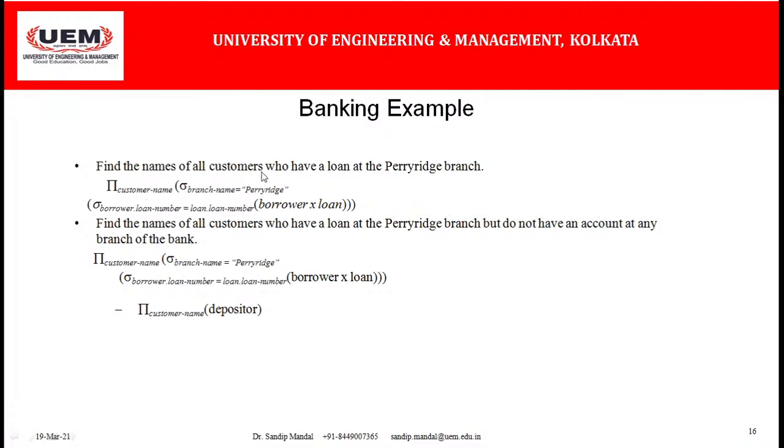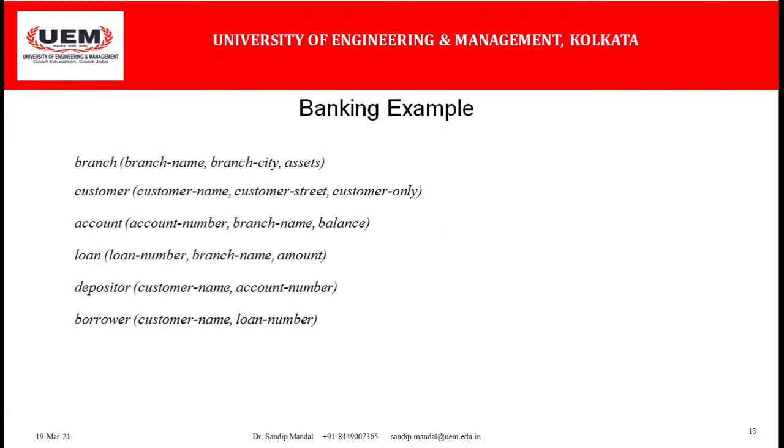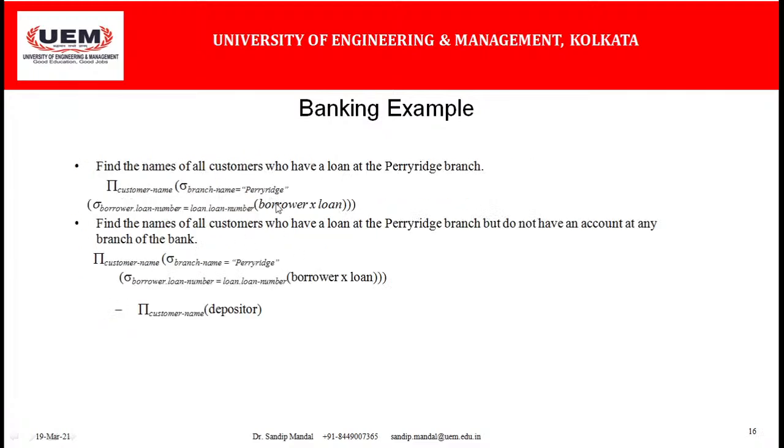Find the names of all customers who have a loan at the Perryridge branch. Okay, so how can you find that? Here the customer and loan tables are both very important. The customer here is considered the borrower, meaning those who are taking the loan. So there is a relationship between the loan and the borrower. For that purpose we select from the Cartesian product of the borrower and the loan, where the borrower's loan number must be equal to the loan number, obviously, because the borrower table and the loan table must have one loan number in common.